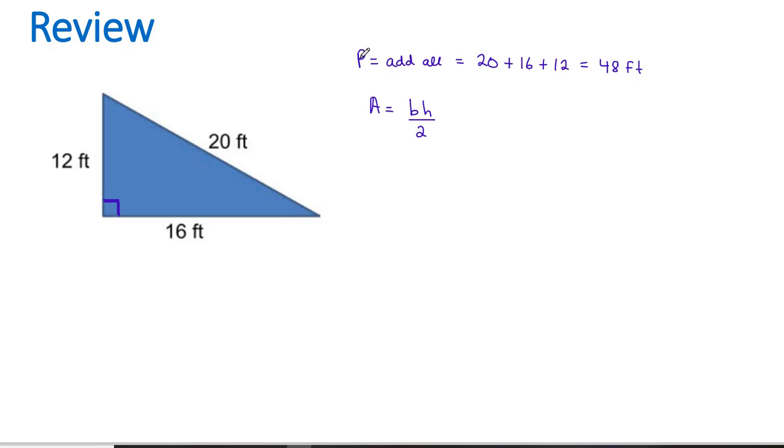So our base and height, base is 16, height is 12. And it really doesn't matter if you oriented it and changed that. You're going to have 16 times 12 divided by 2. And when we do that, 16 times 12 divided by 2, we're going to get 96 square feet.